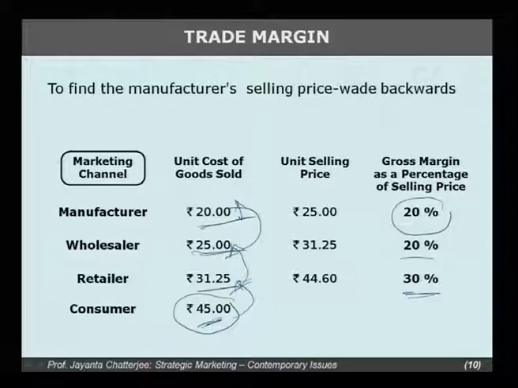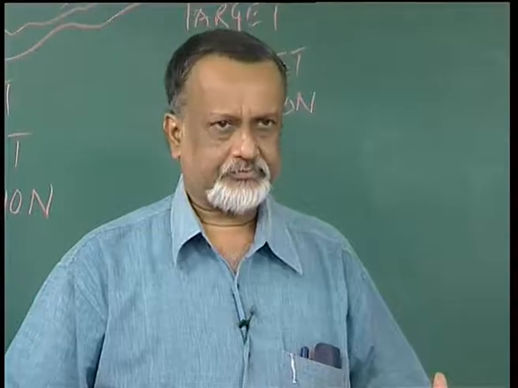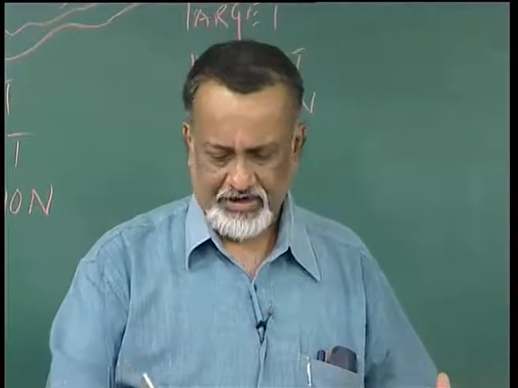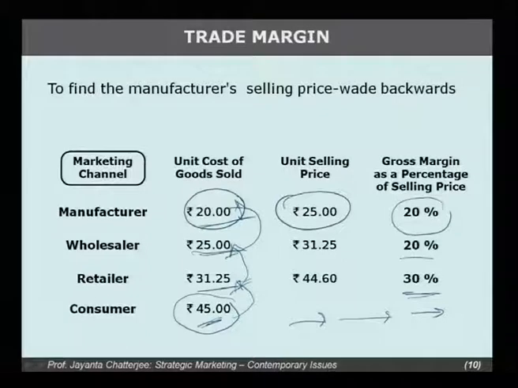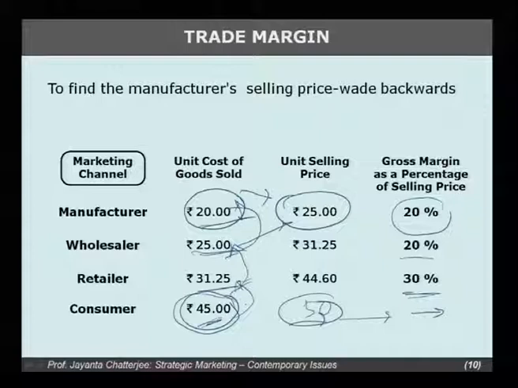And as you can see, because of this distribution chain, the manufacturer only gets 25 against the 20, and it reaches you as consumer, in your hand, at 45, and the marked price may be 50. Okay. So, this understanding is very important.